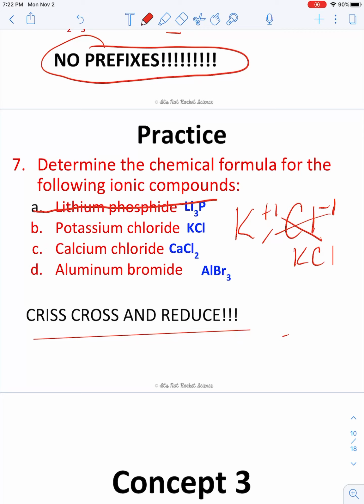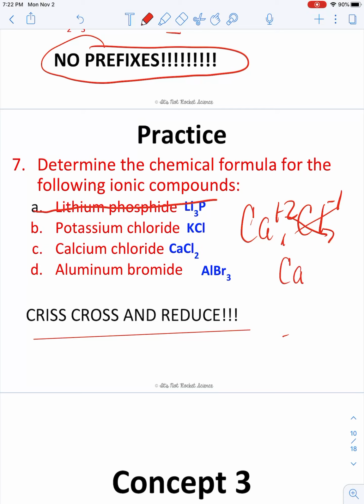Okay? Now let's erase this one and go on and look at the next one, and it is calcium chloride. Okay, so calcium is +2 and chlorine is -1. You're going to crisscross and reduce, and you're going to end up with CaCl2. Now forget about the plus and the minus, you just want the number. This is going to make it a neutral compound.